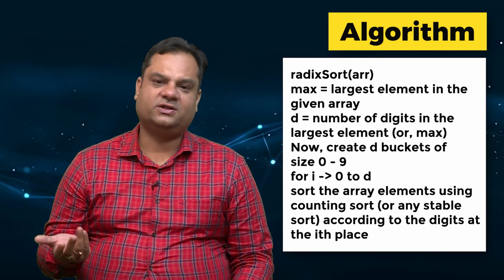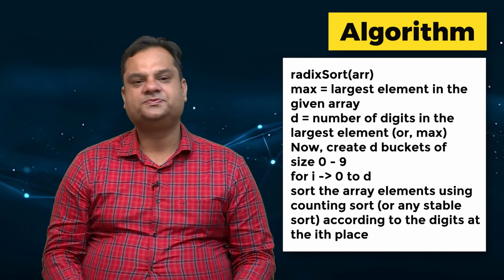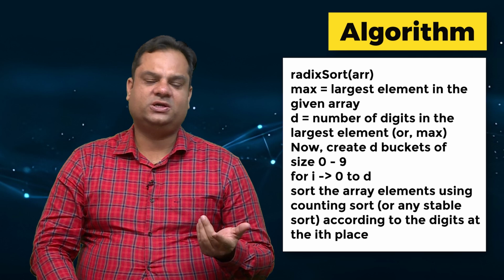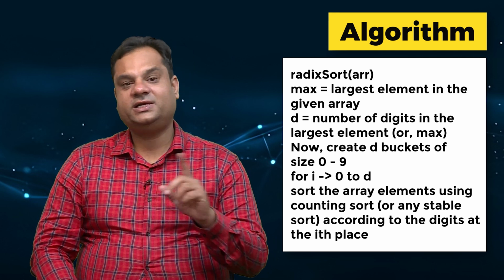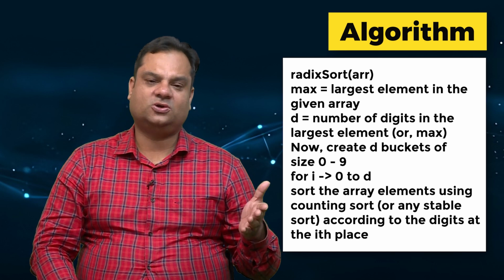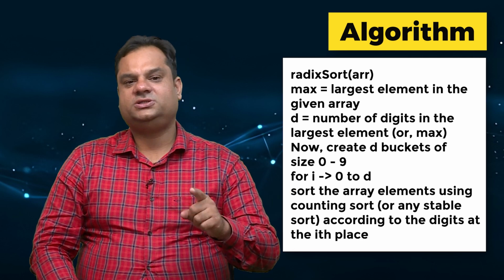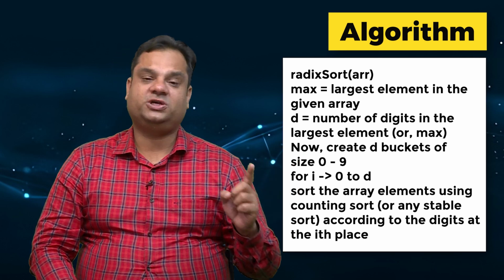Either you are working in the ones place, the tens place, or the 100 place. So for i, starting from 0 to 2, again starting from 0, as we know that the ones place starts from 0, and d is the biggest value ending either with the 100 place, the 1000 place, or the 10,000 place. It completely depends on the number. So d should be the biggest position value.